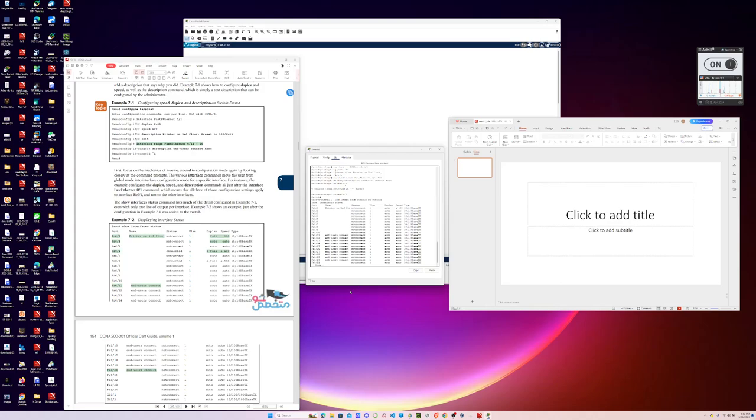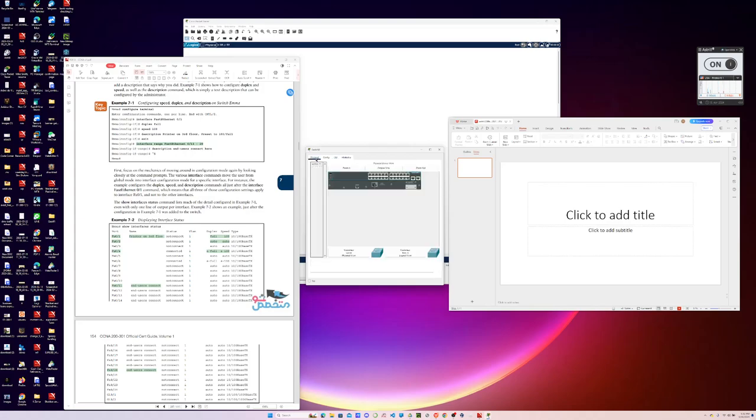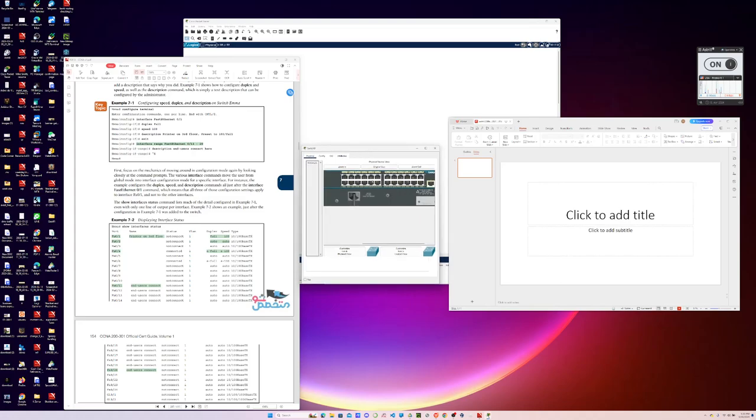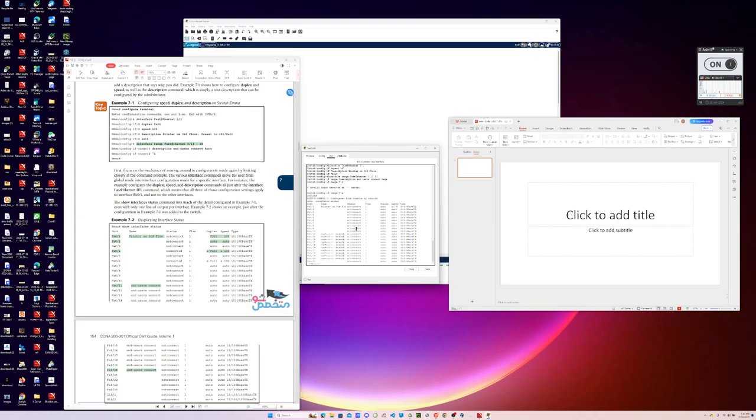I don't know what it is, but anyway, the interface range fast Ethernet 11 to 20. These are switches that it is showing, these ports here. So if you can zoom in, this is the physical interface. I think you call that the user interface, UX, the physical UX. So you can see the switches here physically, and then on the command line we can program them.